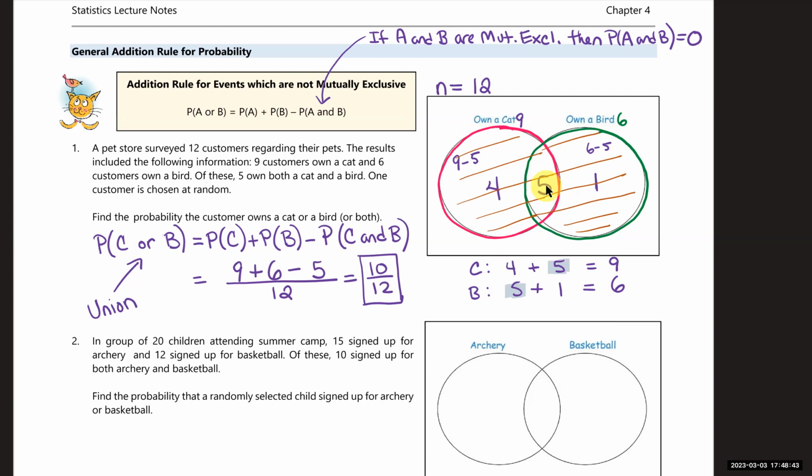Okay, and essentially you can get answers in different ways. It doesn't make a difference. I will continue to use the addition rule because it's a formula that you can substitute and it always works.